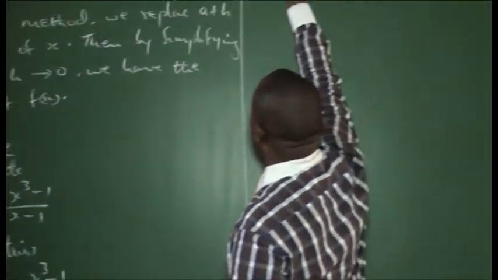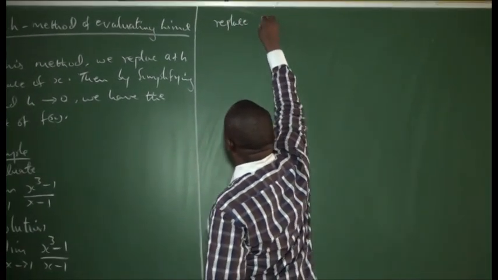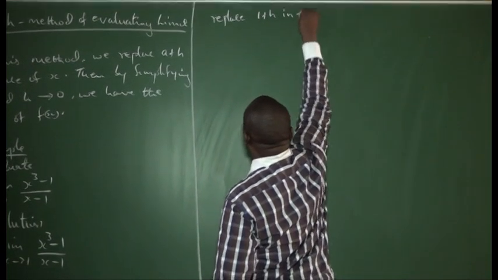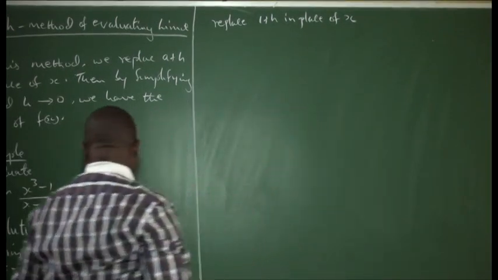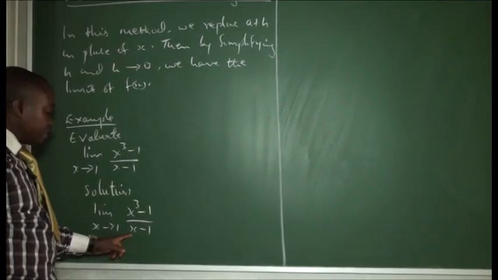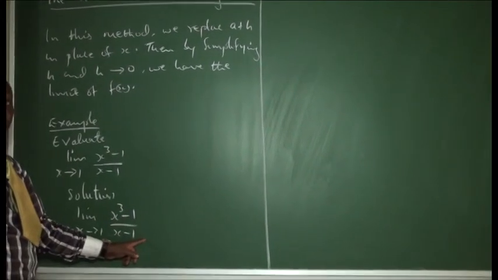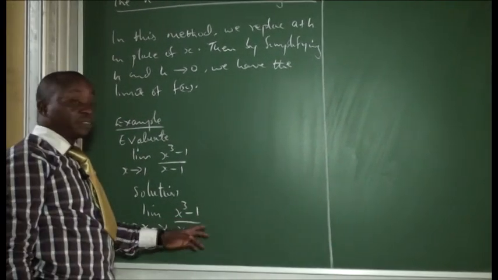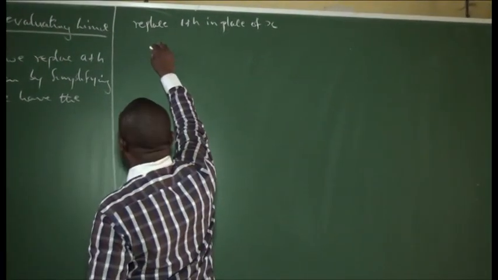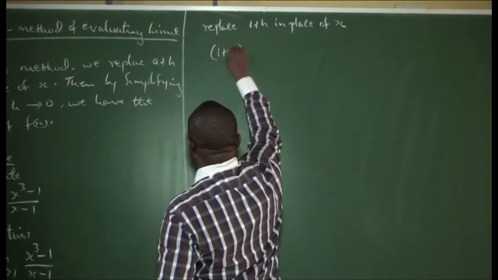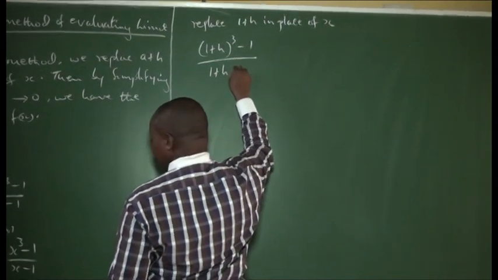So I will now replace x with 1 plus h. You know why? Because if I put 1 directly here and here, it will give me undefined expression. So that is what we call a. So a in this context is 1. So I will do that by saying, now, 1 plus h cubed minus 1 over 1 plus h minus 1.